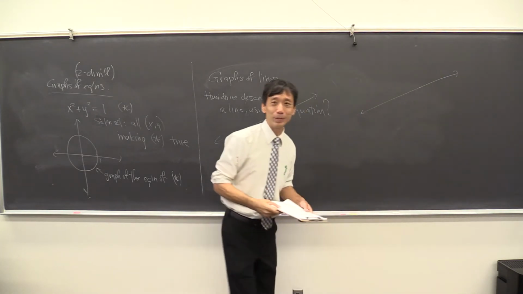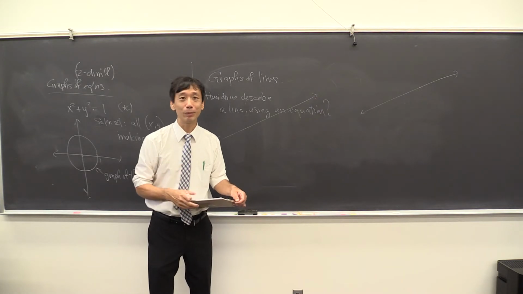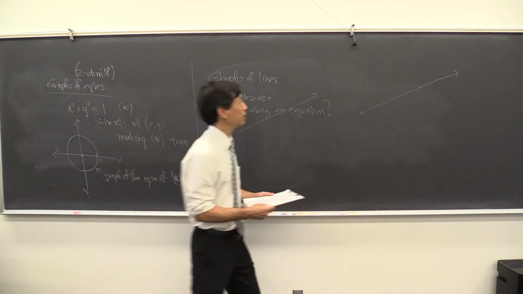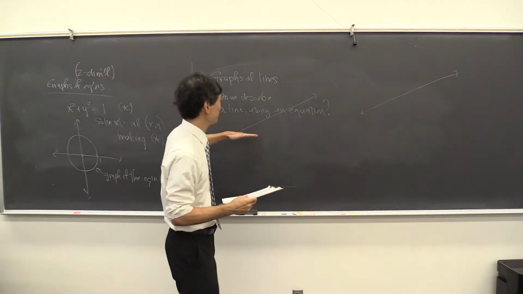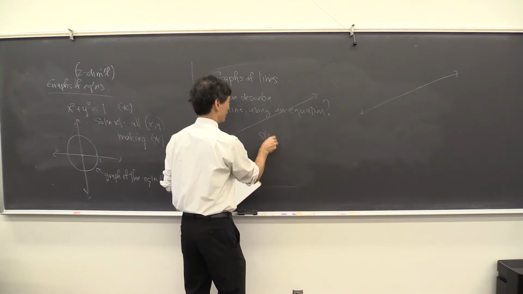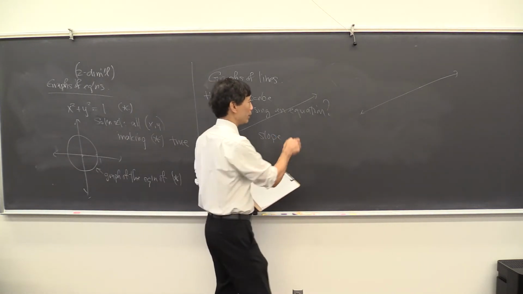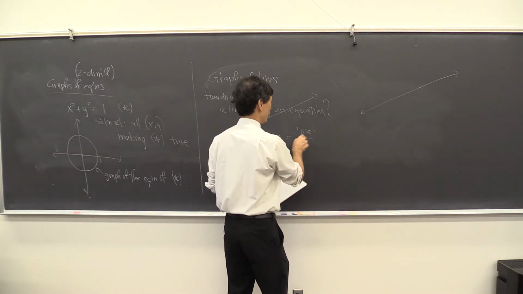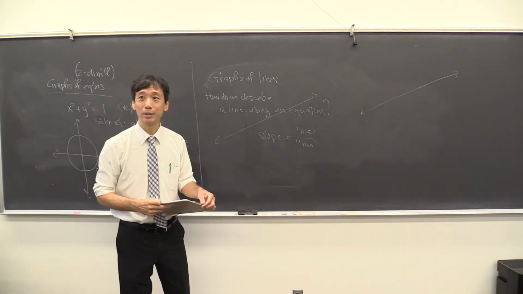Probably you've seen ways of describing lines. What are ways of describing lines using equations? How would you describe it? Yeah, Amelia. Slope. Okay, so we talk about something called slope, which you probably heard defined as the rise over the run.